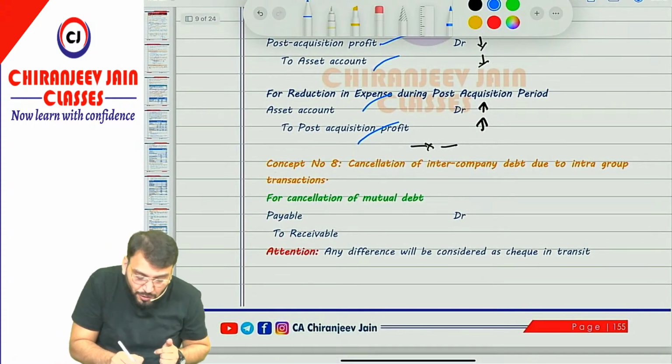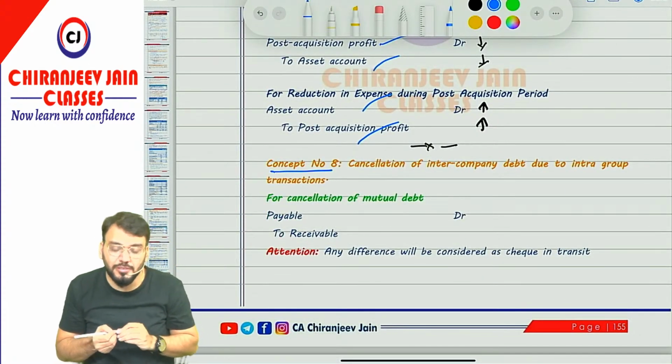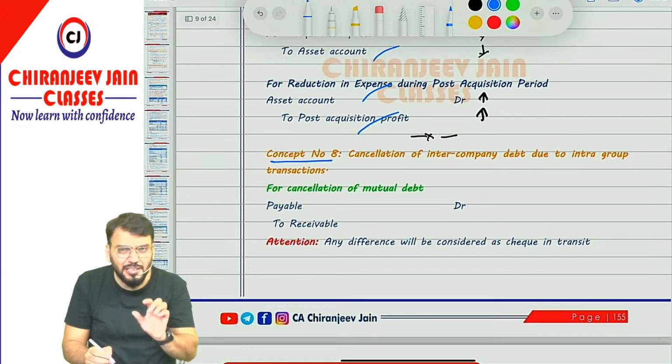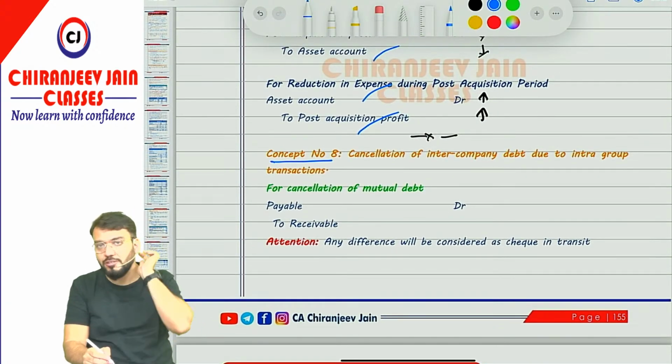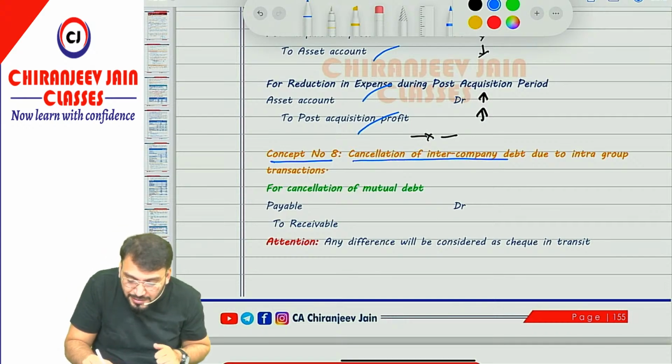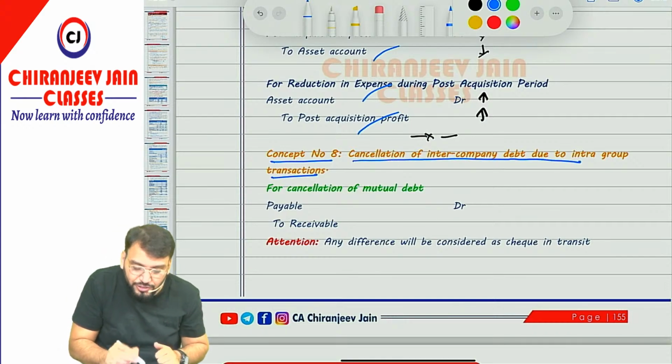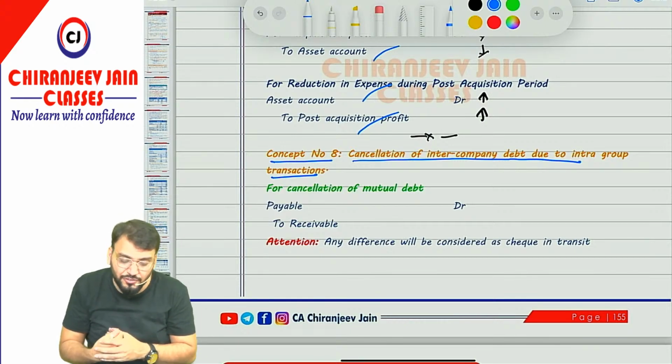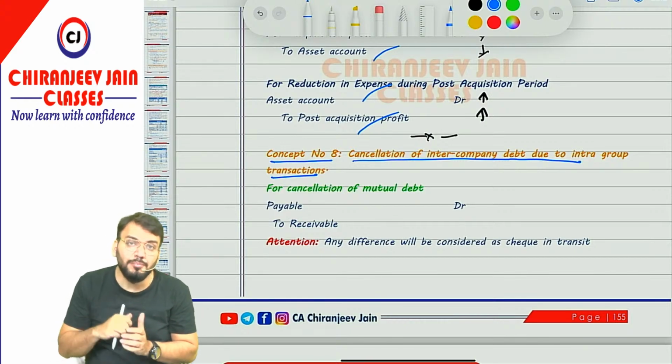Then come to the next point, concept number 8. Concept number 8, correct now? After 2 more concepts we will take some questions. So concept number 8 is what? Cancellation of intercompany debt due to intra-group transaction.